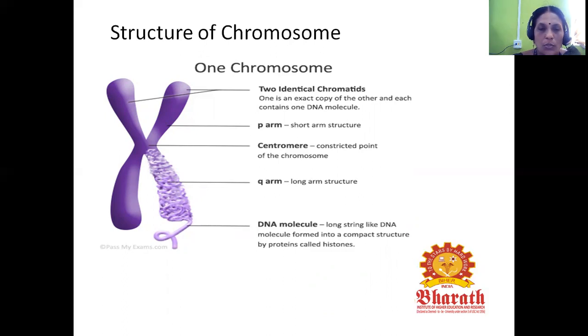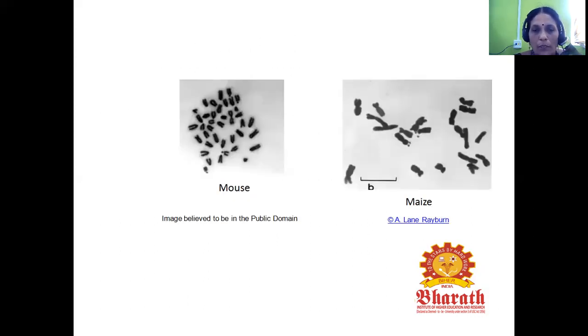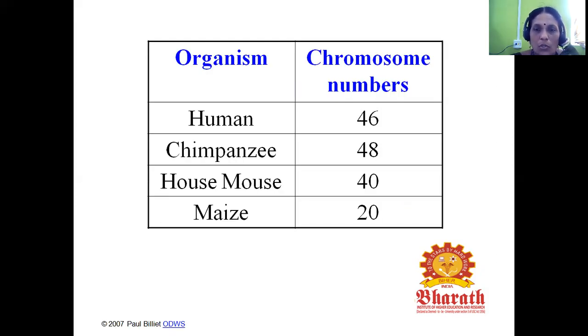The number of chromosomes is constant for each cell in the body, except sex cells, which only have half sets, and it stays constant throughout the life of an individual. You don't lose or gain chromosomes, and the number is constant for all members of a species. There are different chromosome numbers in the mouse and in mice. The chromosome numbers seen in humans are 46, chimpanzee 48, house mouse 40, mice 20.